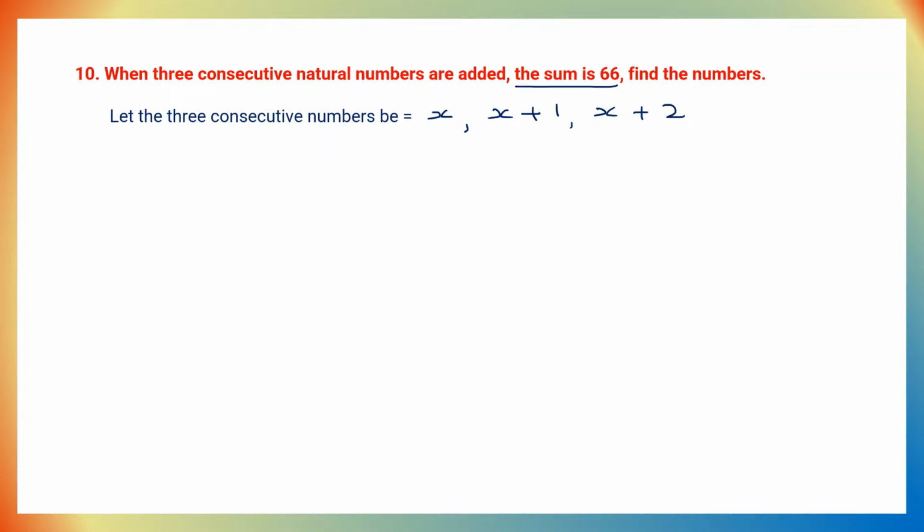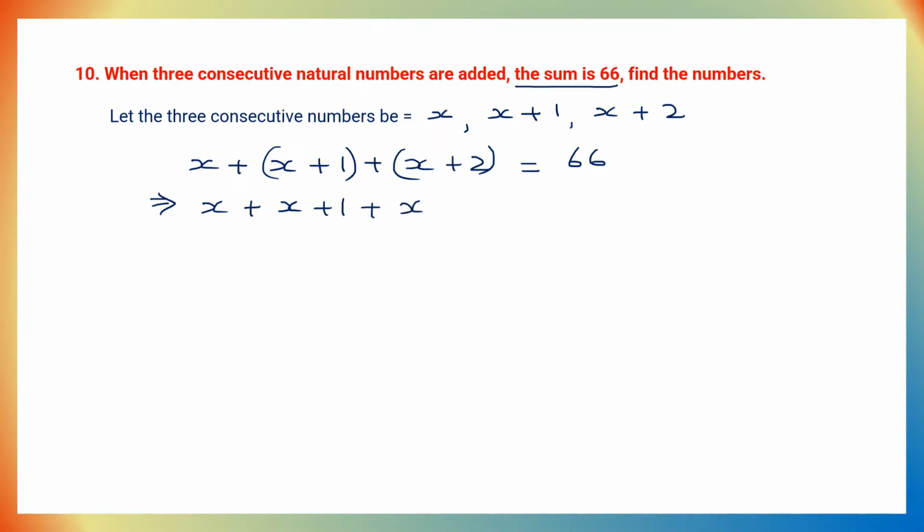So let's add this up. x plus x plus 1 plus x plus 2. Okay, so this is x plus 2 and this is x plus 1. These are the three numbers. Now when we add them up, it should come to 66. So let's open the brackets. x plus x plus 1 plus x plus 2 is 66. Let's take all the x together. So I have 1, 2, 3, and when you add them up, you get 3x.